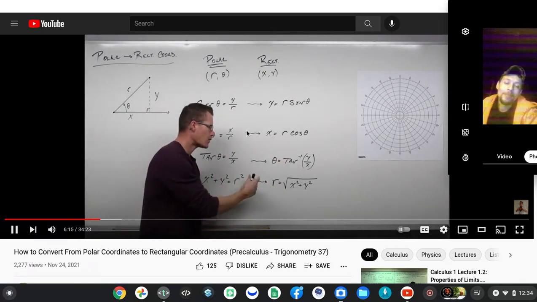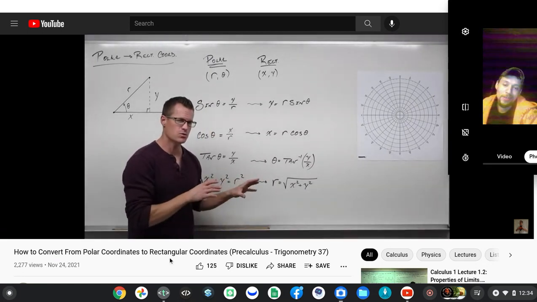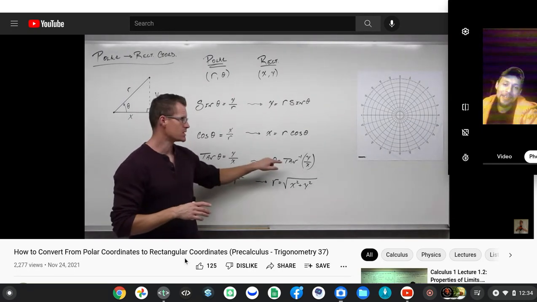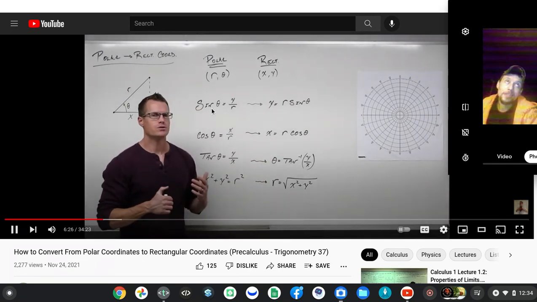Because without that, r is just the square root. If you want to use negative r, you can, but most of the time it's easier to find a different angle than to use a negative r.